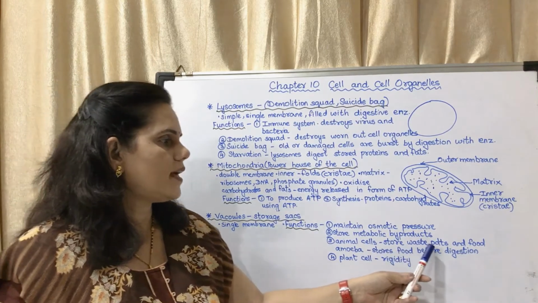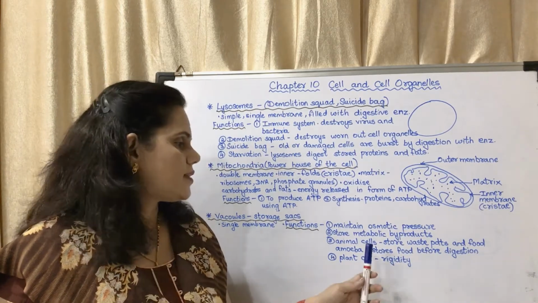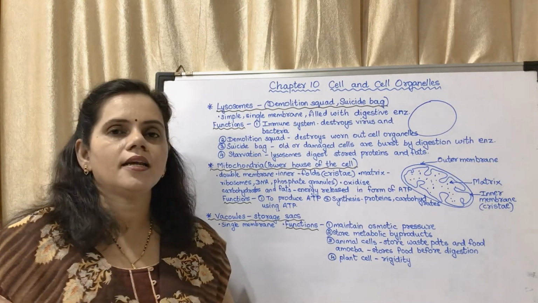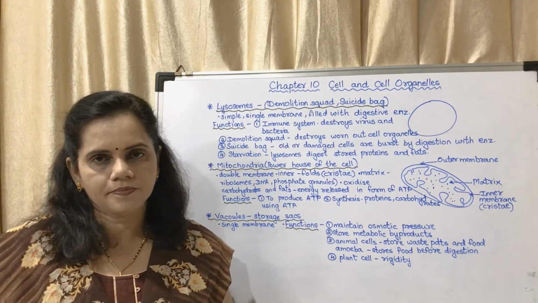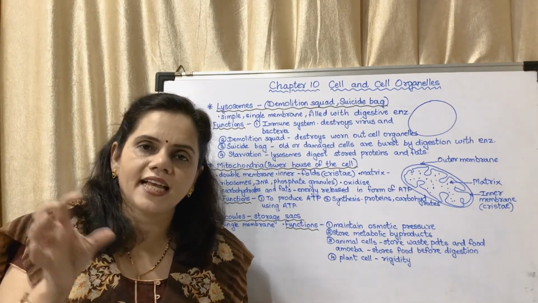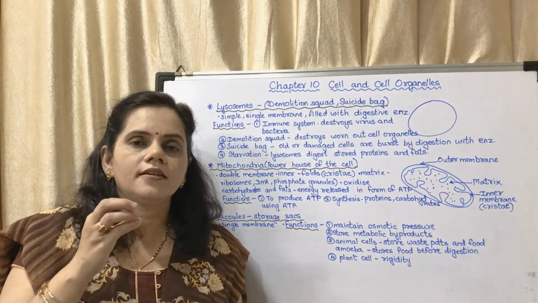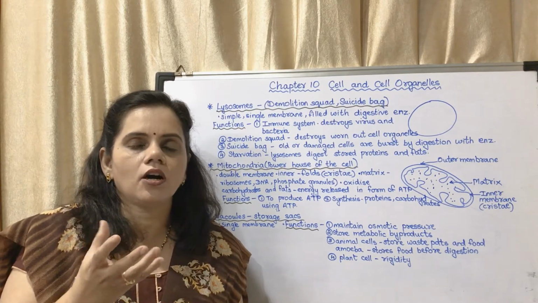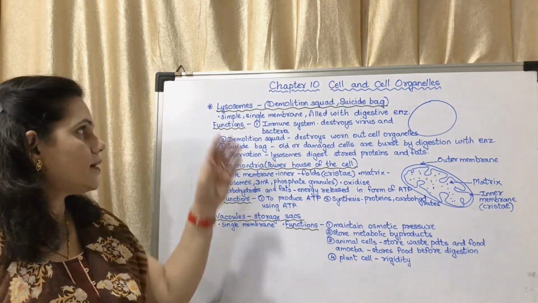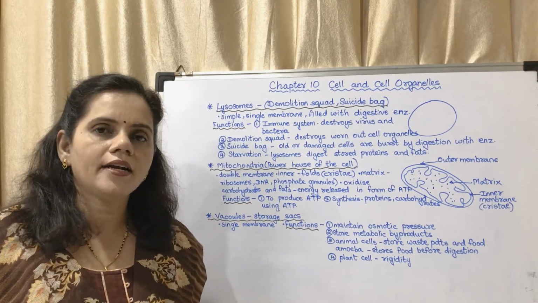Animal cells store waste products and food inside the vacuoles. In the case of amoeba, food is stored inside the vacuole before digestion. In plant cells, it provides rigidity to the cell. That means there is enough cell sap inside the vacuole, due to which the cell remains rigid or turgid, that means intact. So this is about the three cell organelles: lysosomes, mitochondria and vacuoles.